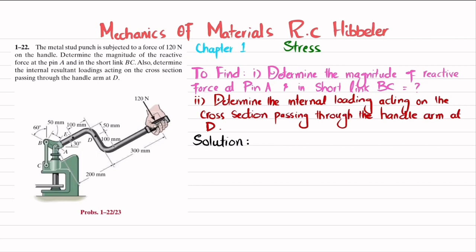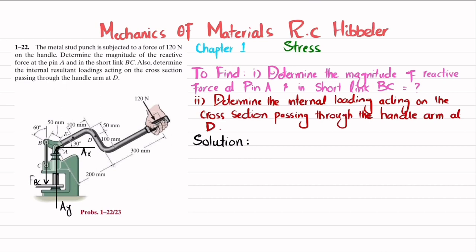So the first step is that if you remove this link BC, there will be a reaction force at point B. Let this force be FBC. And if you remove this pin support at point A, you will have a horizontal reaction force, which is AX, and a vertical reaction force, which is represented as AY. Now you can find these reaction forces by using equations of equilibrium.